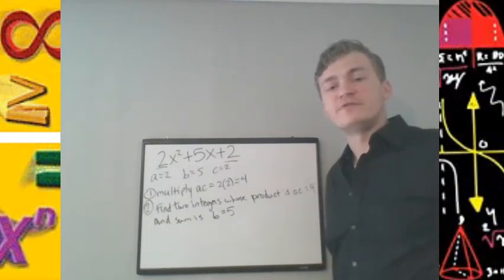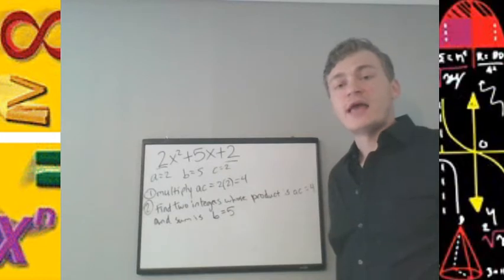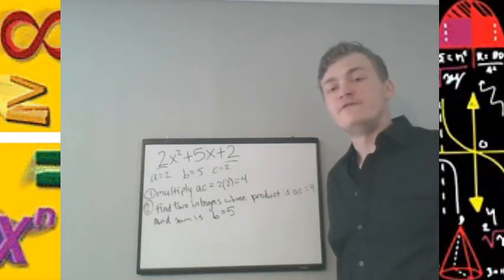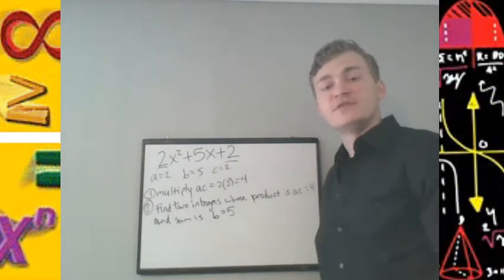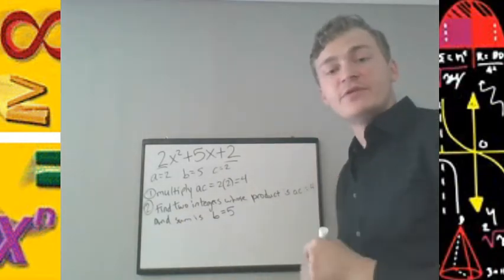Well, what are all the factors of 4? We have 2 times 2 and 4 times 1. 4 multiplied by 1 is 4. 4 plus 1 is 5. So for step 2, we found those integers.